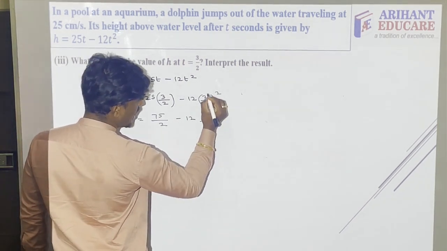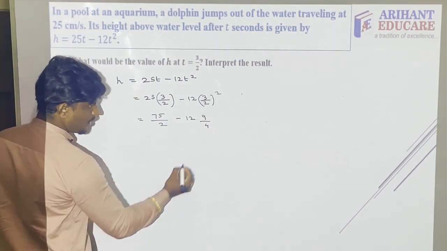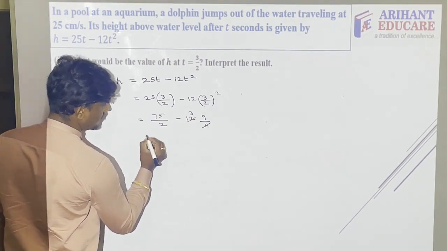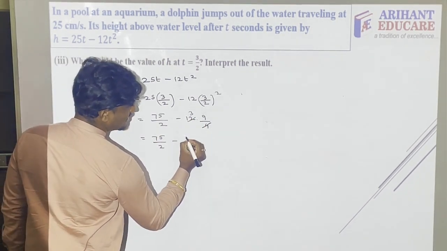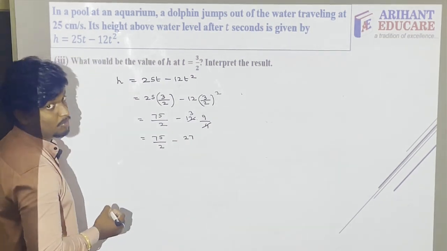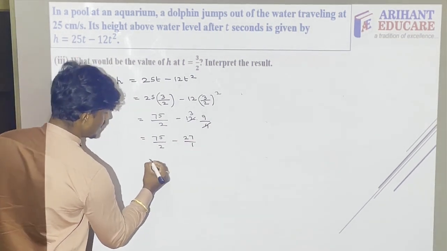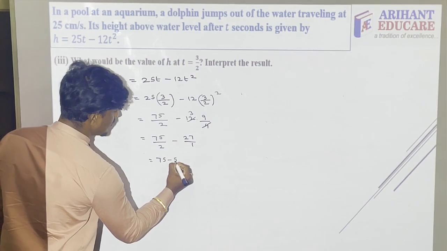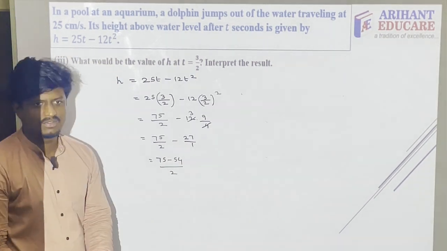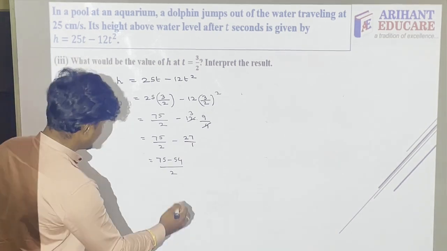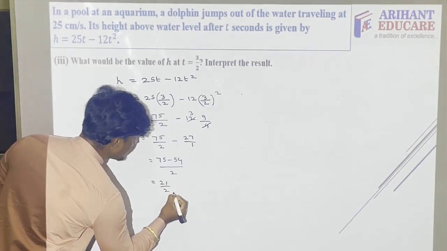3 square is 9 and 2 square is 4. You can cancel things out. 4 1s are 4, and 4 3s are 12. I'm going to get 75 upon 2 minus 9 3s are 27. I'm going to go for LCM because here there is 1. So 75 minus 54 upon 2. What is 75 minus 54? 21. So it is 21 upon 2.